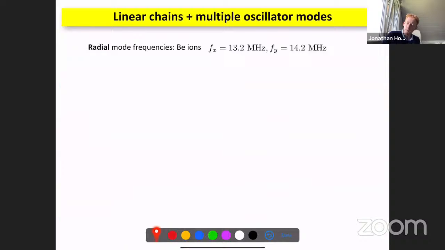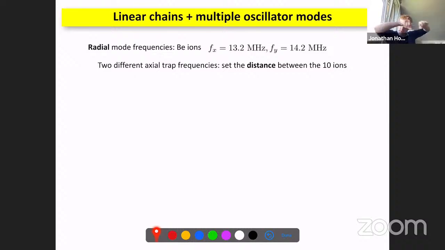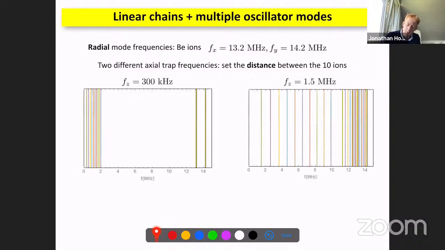So how does that look for many more ions? Here I'm going to plot frequencies, if you like, of 10 beryllium ions, where I imagine that I've got my trap set up so that radially it's an ion string, and perpendicular to that string direction, I've got trap frequencies of 13 and 14 megahertz. And what I'm going to do is show two plots, which have different frequencies along the axis of the trap.